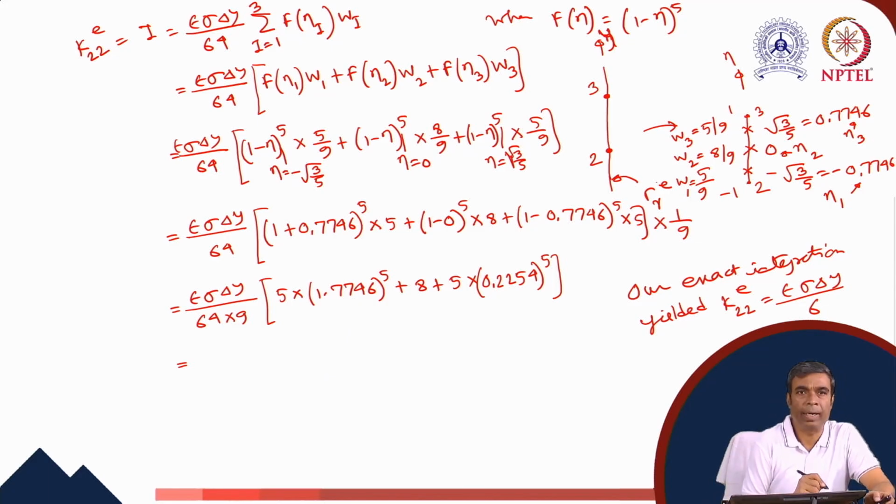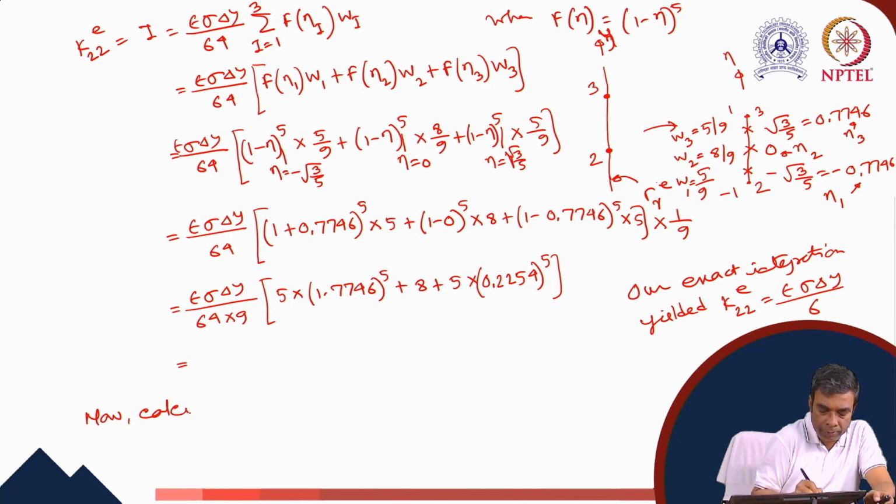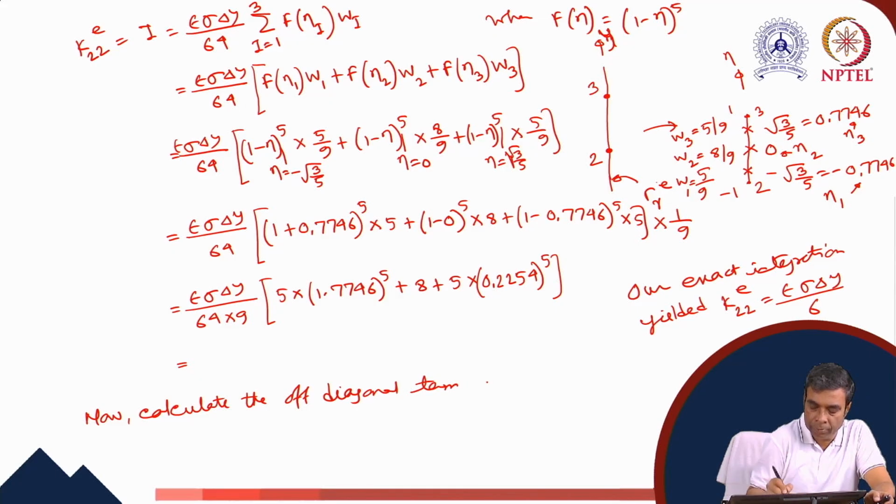Now we calculate the off diagonal term K23E. So I equals to 2, J equals to 3. This gives K23E equals to epsilon sigma.